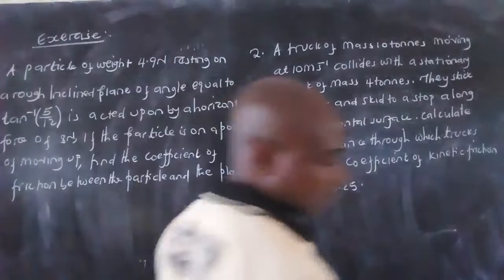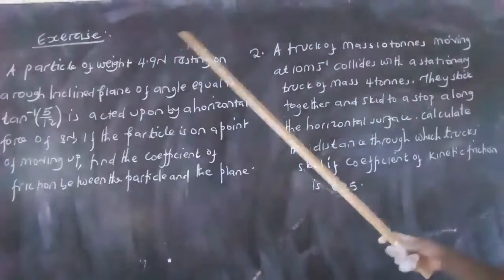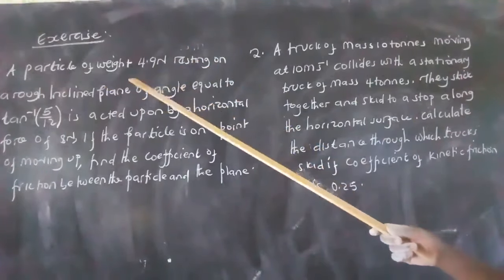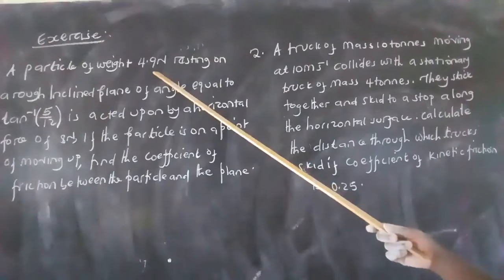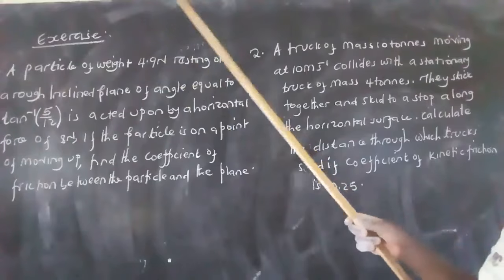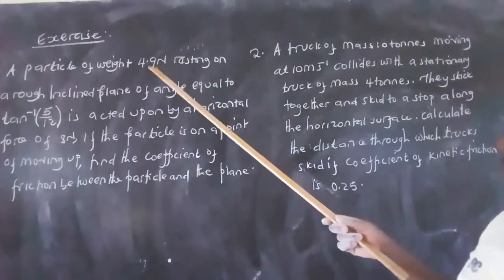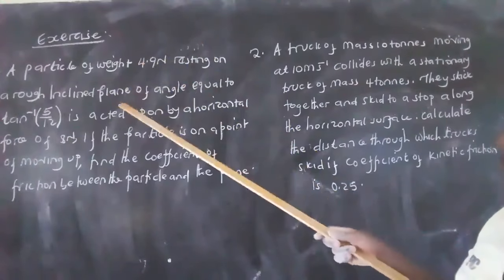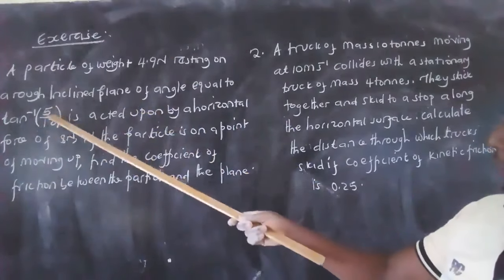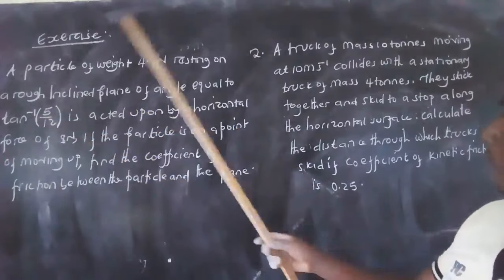So this is the exercise. You have this. So when they say the particle, they have given us the weight of the particle. So from the weight of the particle, you can get the mass of the particle, because weight is equal to mg. Okay, weight is equal to mg. So you can get the mass from weight equals mg. So they have given us the angle of inclination as tan inverse. So use a calculator to get the tan inverse and get this angle.